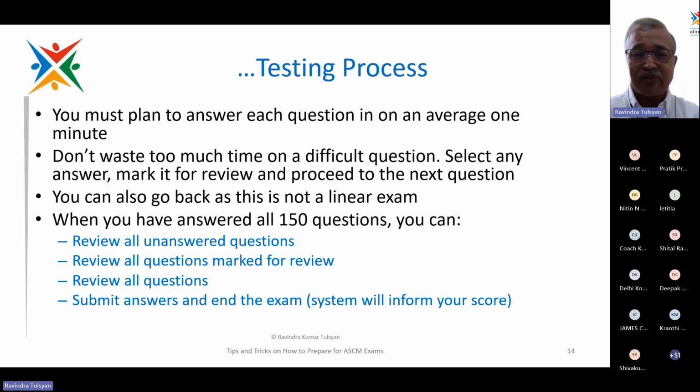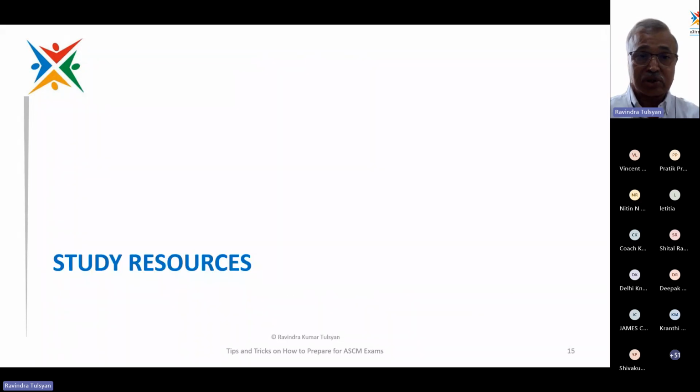Once you answer all 50 questions, you are usually presented with several choices. One is to review all unanswered questions. One is to review all questions marked for review. One is to review all questions. And the last one is to submit answers at the end of the exam. As soon as you press submit, the system will evaluate and tell you your score immediately. So this is what it is.